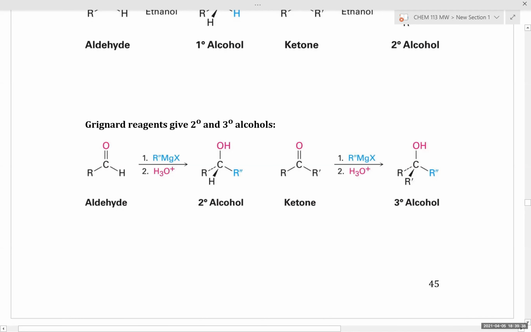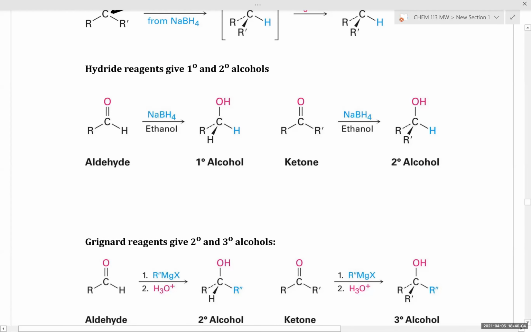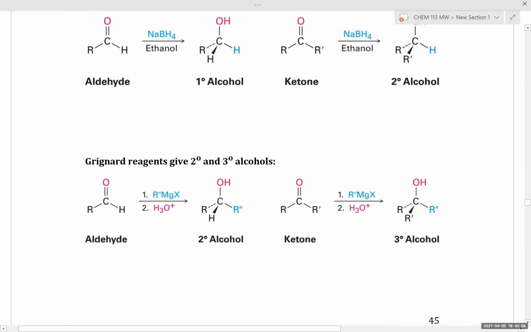So, any questions on hydride and Grignard addition into carbonyls? Can you show the mechanism for these hydride to alcohol? For the aldehyde, and then the hydride reagents give secondary alcohol?